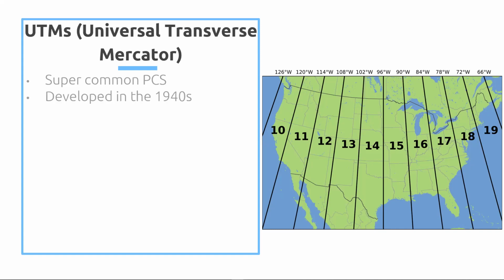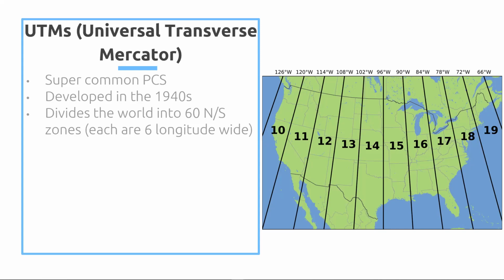This is one that most people use. It was first developed roughly in the 1940s by the US Geological Survey, which was basically trying to figure out where things were. Each of these zones stretches over 6 longitude lines, and that's basically how they're able to do it.